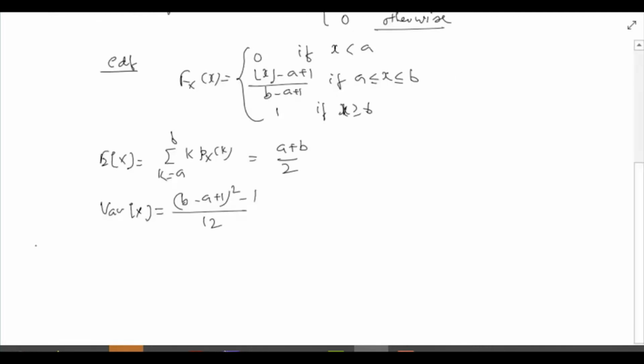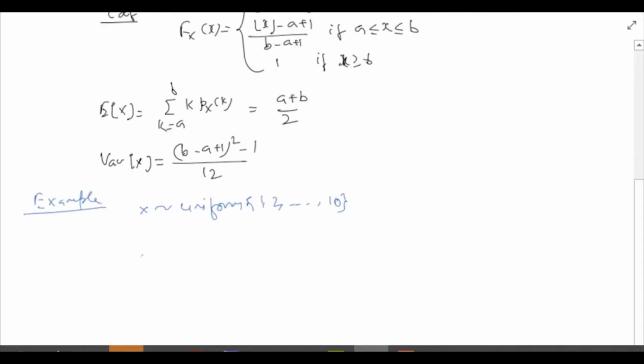Let us see an example. Suppose X is uniform over the set 1, 2, ..., 10. Then what will be the probability that X will be between 1 and 6? So the probability of X lying between 1 and 6 will be the sum over i equal to 1 to 6 of 1 by 10. 1 by 10 is the probability of X taking any integral value. So this will simply be 6 by 10.